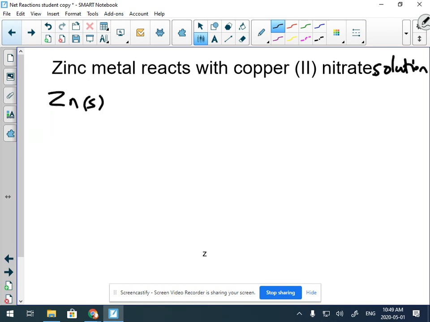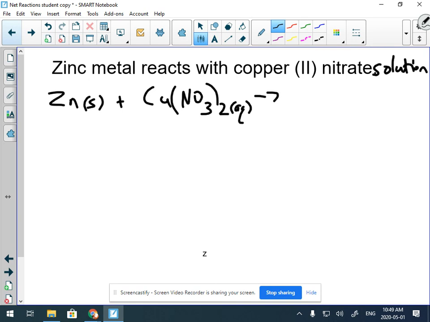This is a single replacement. We've got an element mixing with a compound. Copper 2 is 2 plus. Nitrate is 1 negative. So we need 2 nitrates for every copper. Okay, it says it's a solution. All right, the copper and the zinc are going to switch.